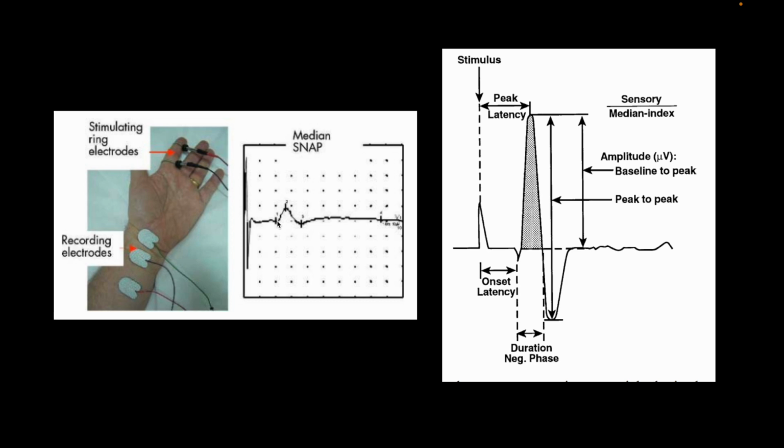After that, there is a lag time which is called the onset latency. After that onset latency, you get a peak in the recording electrodes. So this peak is called the amplitude. We also measure the baseline to peak difference, and the duration of the action potential. But mostly in the SNAP, what we measure is the amplitude and the onset latency.